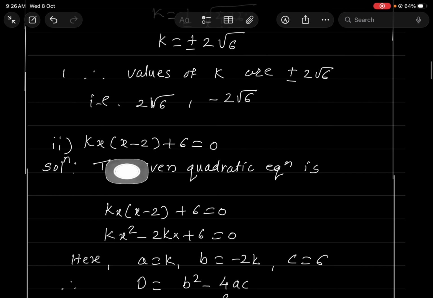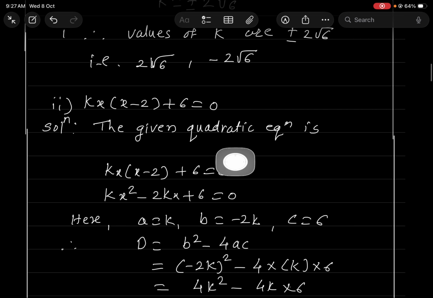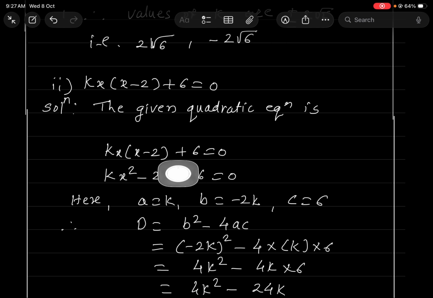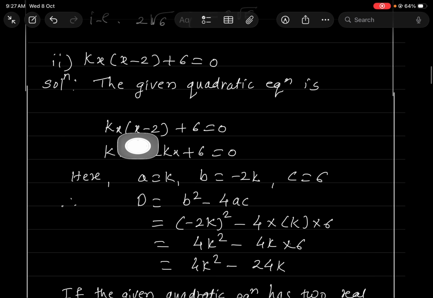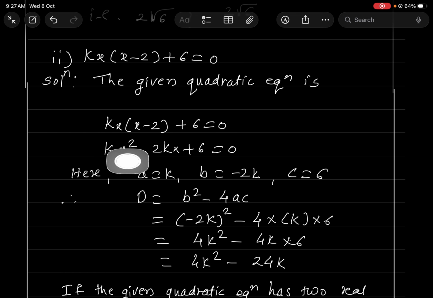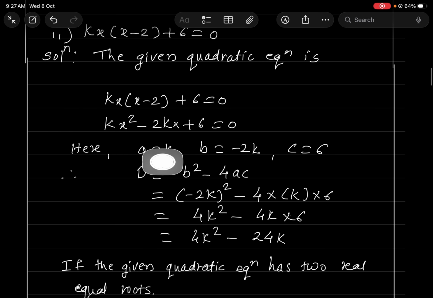Now the second example in this question: kx in bracket x minus 2 plus 6 equal to 0. The given quadratic equation is kx(x minus 2) plus 6 equal to 0. Here the bracket is there, so we have to multiply. It becomes kx square minus 2kx plus 6 equal to 0.